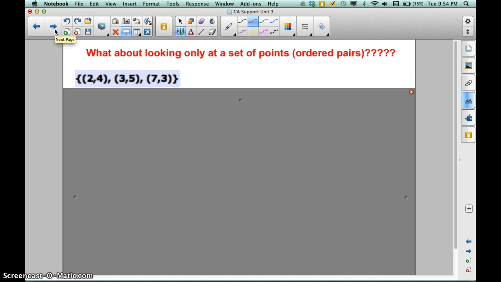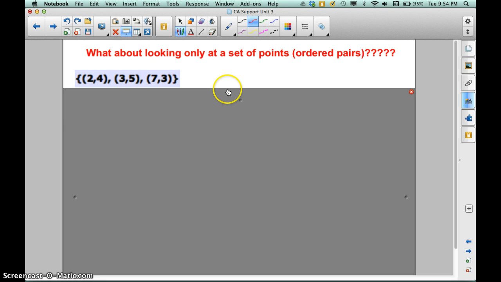The last way we're going to look at deciding whether something's a function or not is by looking at just a set of points, ordered pairs. So we have 3 ordered pairs here, and my question is, is this a function? Does every value of x point to only one value of y? 2 points to 4, 3 points to 5, 7 points to 3.